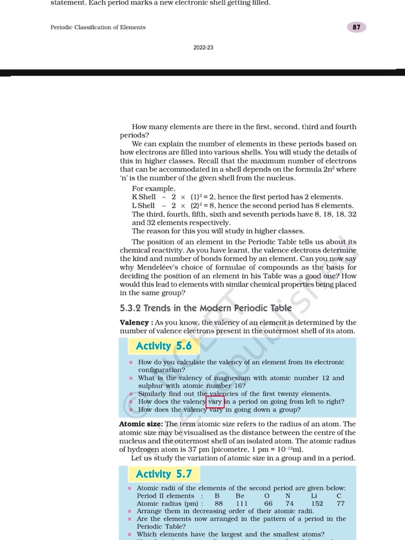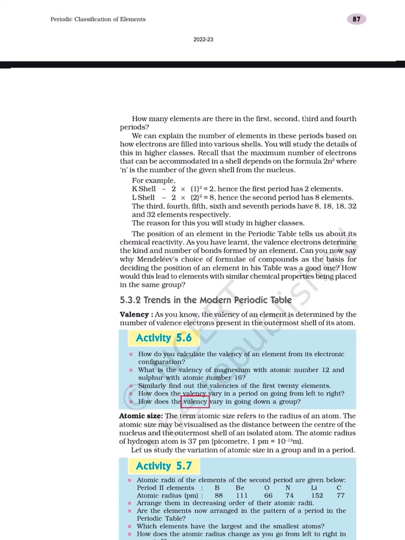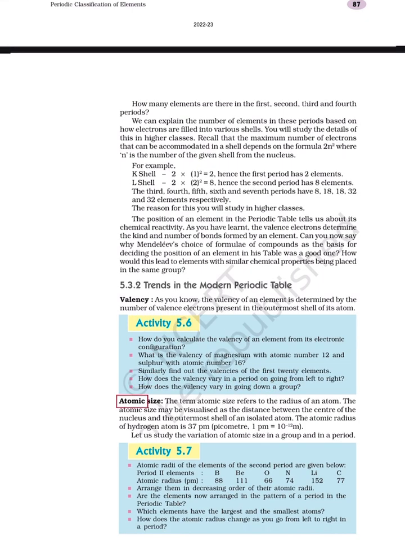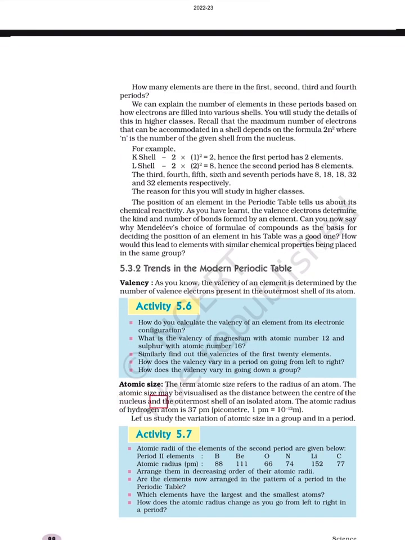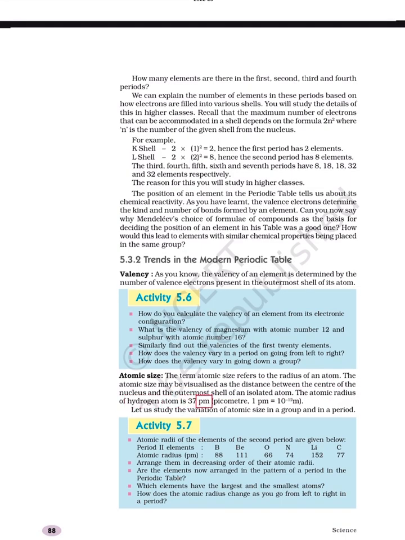How does the valency vary in a period on going from left to right, and how does the valency vary in going down a group? Activity 5.6. Atomic size. The term atomic size refers to the radius of an atom. The atomic size may be visualized as the distance between the center of the nucleus and the outermost shell of an isolated atom. The atomic radius of a hydrogen atom is 37 pm, picometer. 1 pm equals 10 to the power minus 12 m.